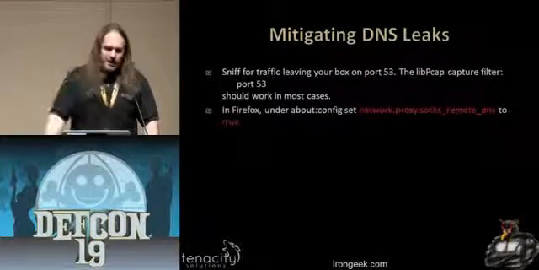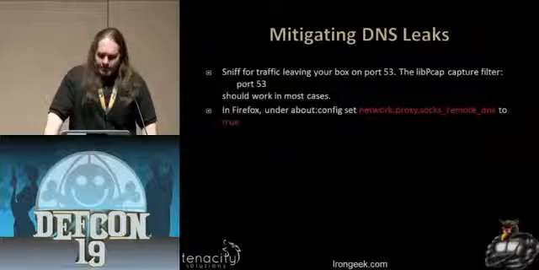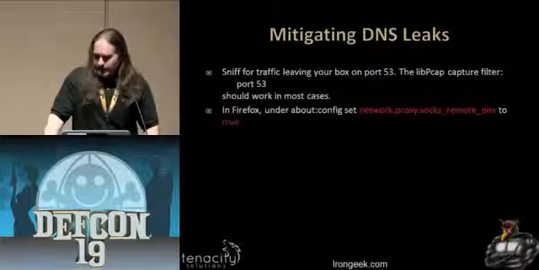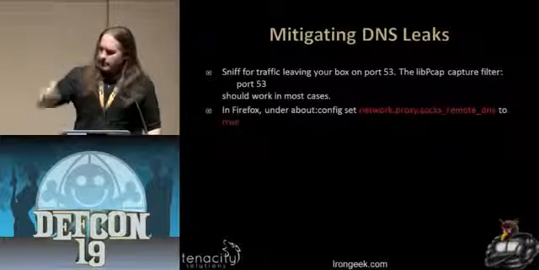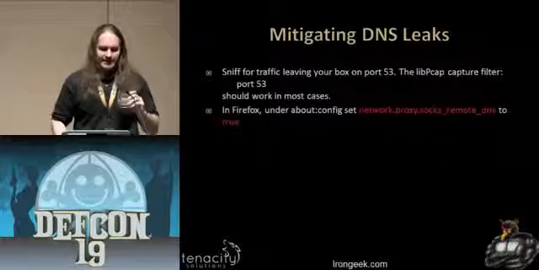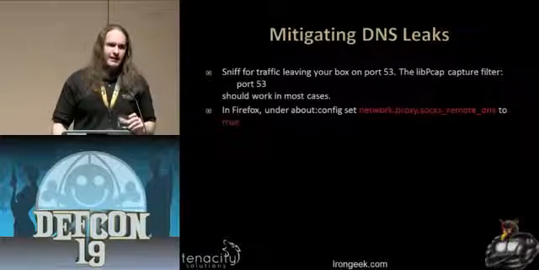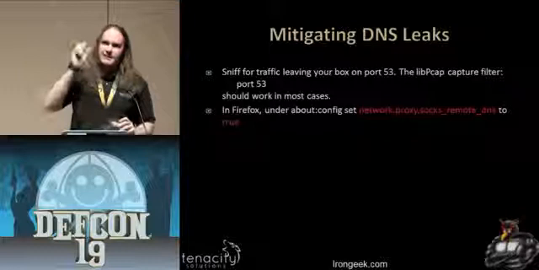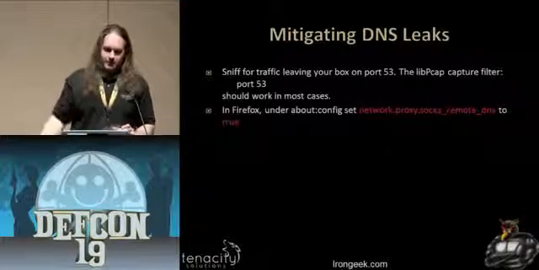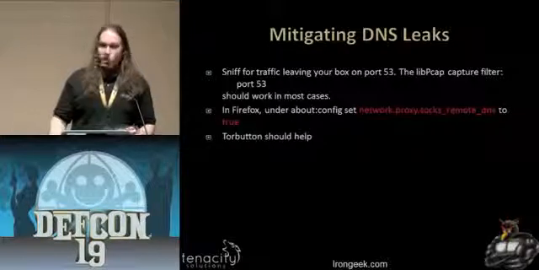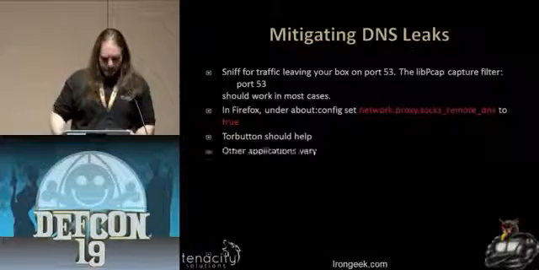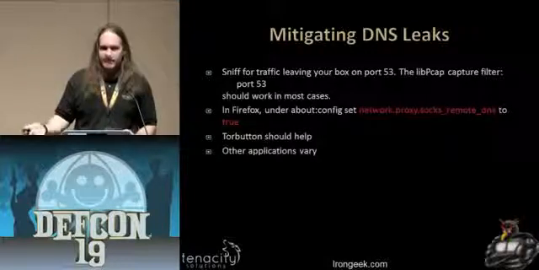If you have Firefox set up, you may want to make sure that this particular configuration is set. You go underneath about:config and just set it to use remote DNS through the proxy to hopefully mitigate those kind of leaks. Now, some applications, no matter what, don't have a setting where you can say, send everything through my SOCKS proxy to do all name resolutions. So Torbutton can also help with this. Torbutton actually makes some of these settings for you. Other applications vary in where you have to make these settings.